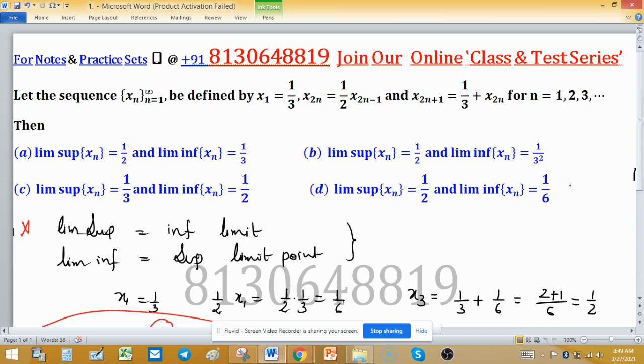Always keep in mind, whenever a sequence is bounded, limit superior is the largest limit point and limit inferior is the smallest limit point. To justify whether 1 upon 2 and 1 upon 6 are limit points or not, we have many subsequences which converge to this one and this one of the given sequence, not a random sequence. Keep in mind, subsequences must come from the given original sequence.